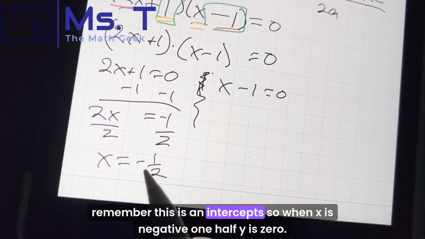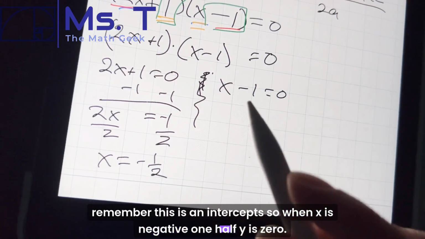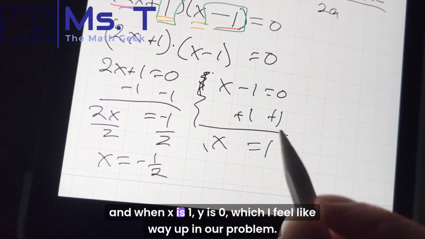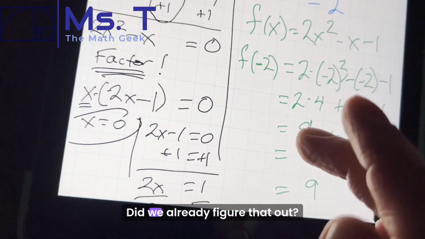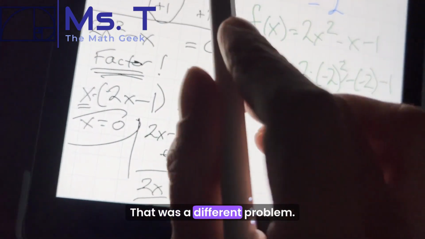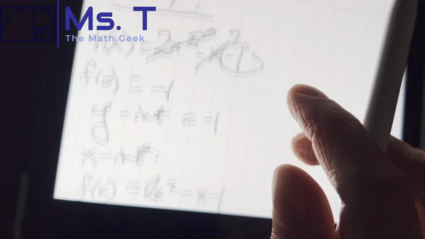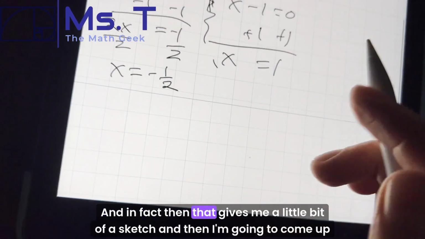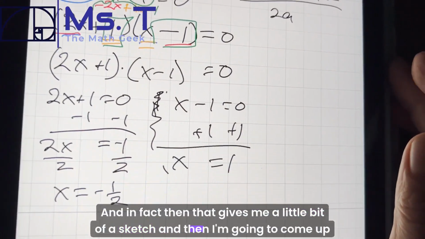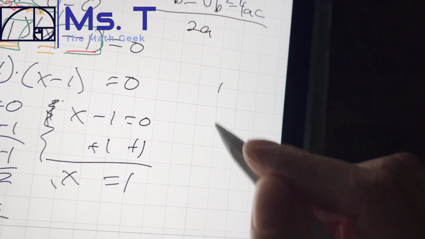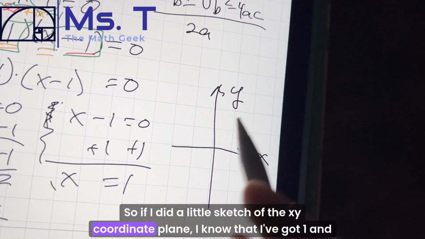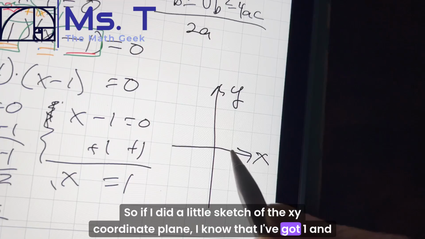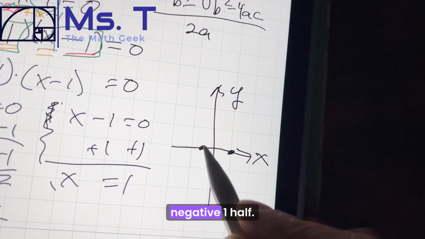Now remember, these are intercepts. So when x is -1/2, y is 0. And when x is 1, y is 0. Which I feel like way up in our problem, did we already figure that out? That was a different problem. So there's the intercepts. And in fact, that gives me a little bit of a sketch, and then I'm going to come up with my range. So if I did a little sketch of the xy coordinate plane, I know that I've got 1 and -1/2.